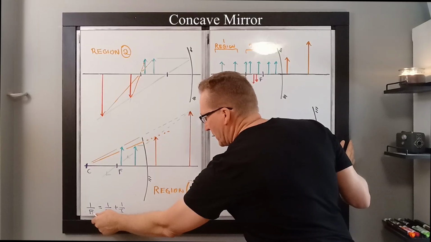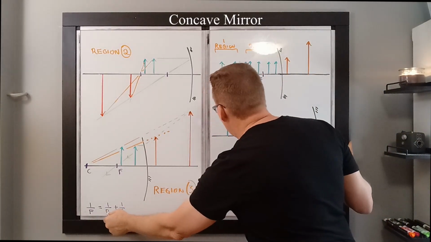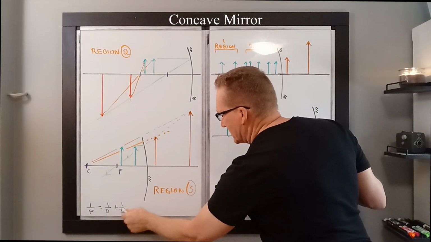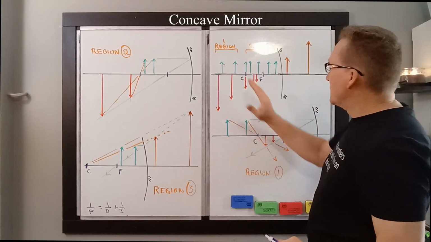1 over F would be 1 over whatever this distance is, 5 say, equals 1 over the object. Let's say that's 10 here. Then this here also has to be 10. The image also has to be 10. It's going to be upside down like that. So this is this first region over here.